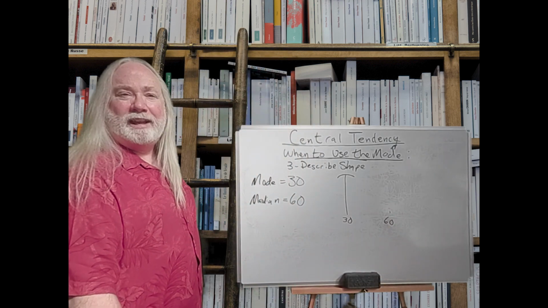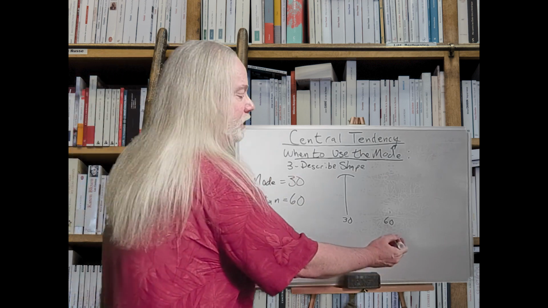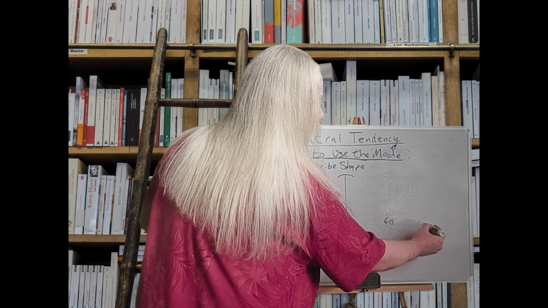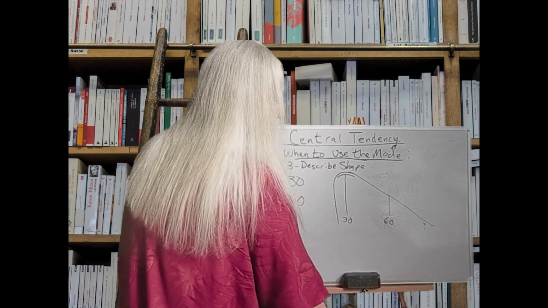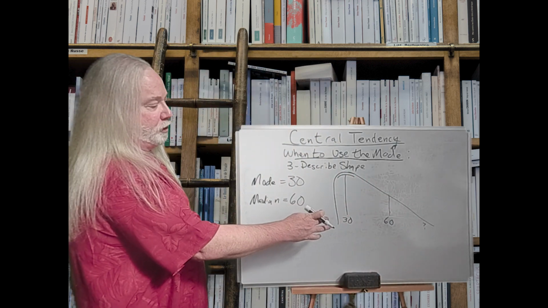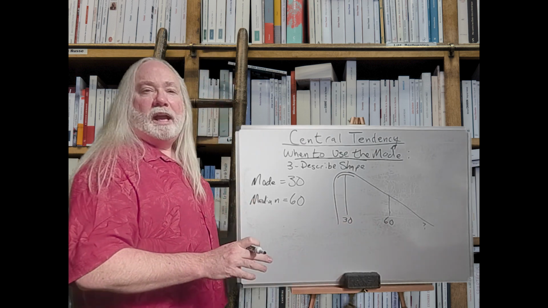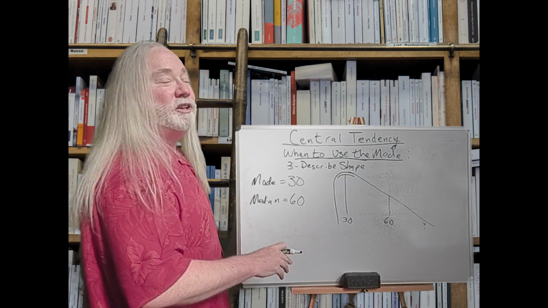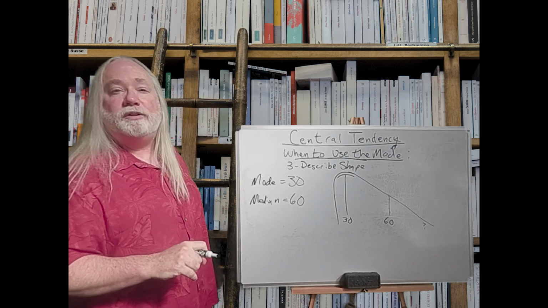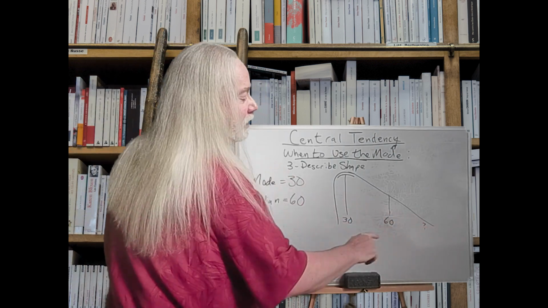Where's the mean going to be? The one farthest away, so we know that's even going to be further out here somewhere. So the mode is 30, the median is 60, and we know we have a positively skewed distribution, and we know the mean is probably higher than 60 points, because it'd be the one furthest out to the right.